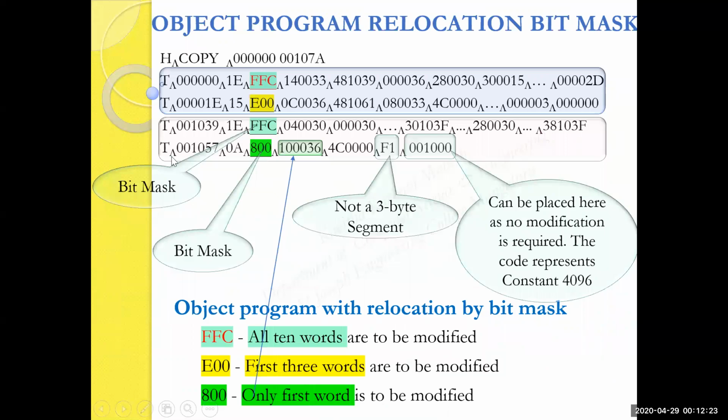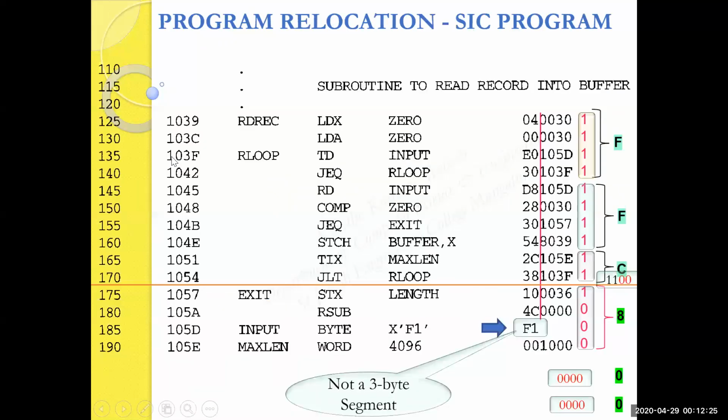Now moving to the second text record, we have the object codes here. The first code is in line number 175, 100036, which requires modification. The last 3 are constants, so they don't require modification. So the first hexadecimal digit in the bit mask is 8. After that, of the remaining instructions, we have to keep only 4 instructions in this text record.